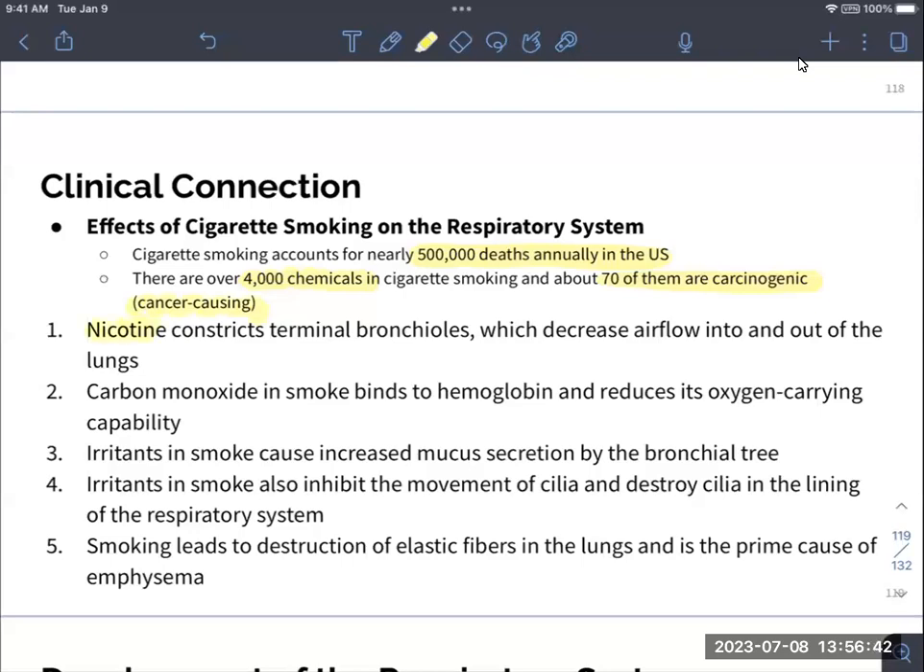Nicotine, it constricts those terminal bronchioles, so it decreases the amount of air that can get in and out of the lungs. There's carbon monoxide in that smoke. Carbon monoxide binds to hemoglobin a lot more readily than oxygen does. So there's less oxygen again in our blood.